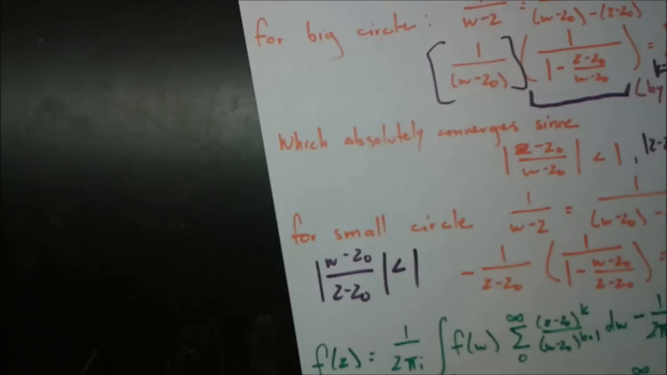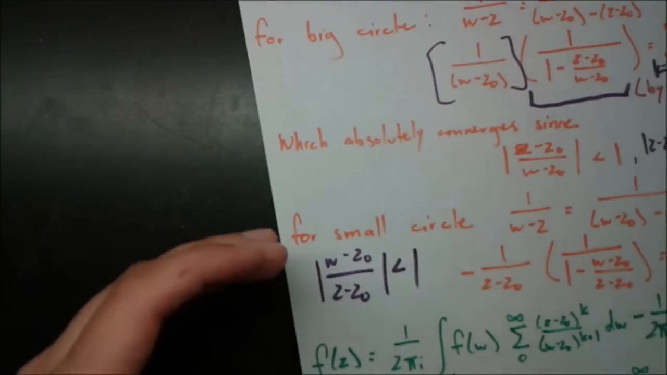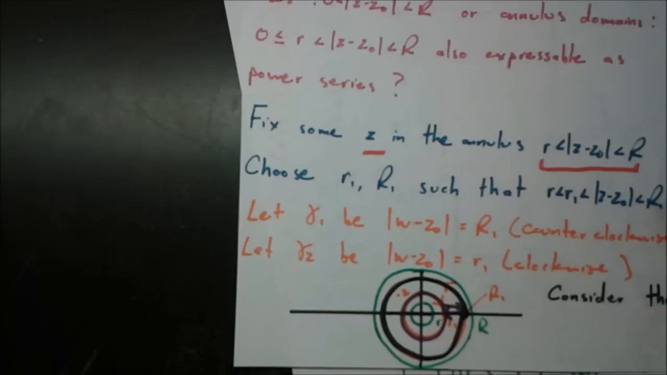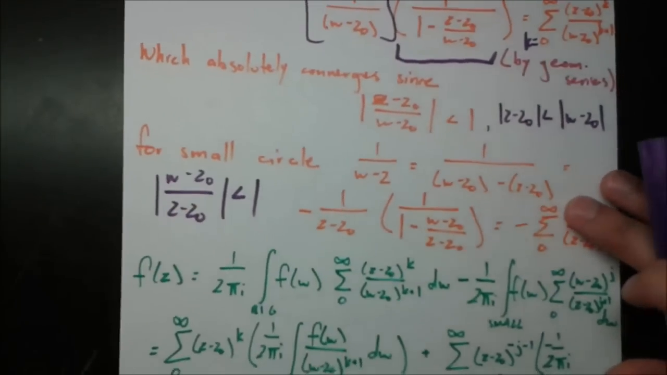That's always less than 1. And the reason for that is because the modulus of w minus z naught is less than the modulus of z minus z naught. Because now the opposite case is true. Now we're traveling on the smaller circle right here, the small orange circle, which is now purple. The distance from anything on the small circle to the center is always less than the distance from z to the center. So the opposite story is true here, which is why I did a different algebraic manipulation.